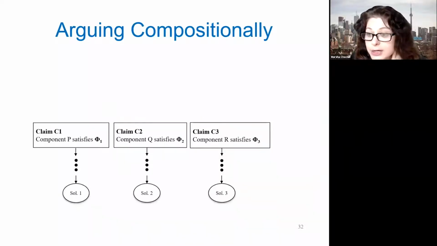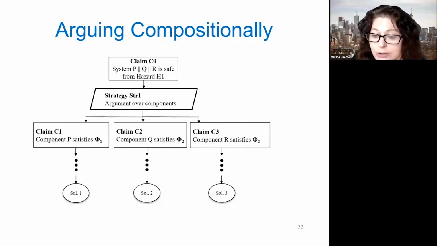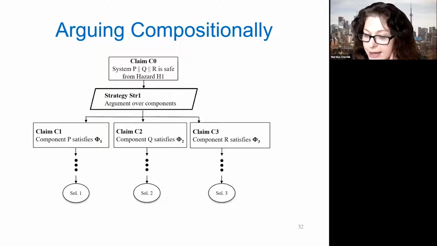So first of all, arguing compositionally, I have one component that satisfies a property. Let me build some sort of assurance case. Here's another component that satisfies another property. I build an assurance case. Here's a third one. Now I want to put these three together: first component, second component, third component. Those two vertical bars mean parallel composition. I'm going to put all of them together. And now I'm going to say, see, I was able to prove that my system is safe with respect to some hazard by combining individual proofs.